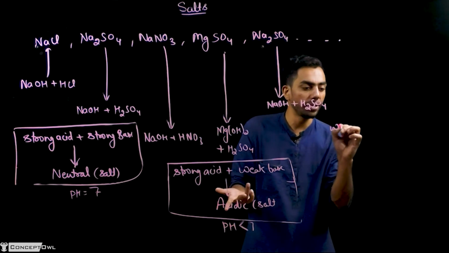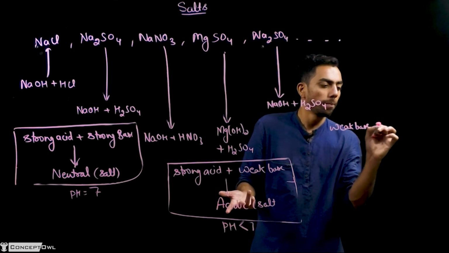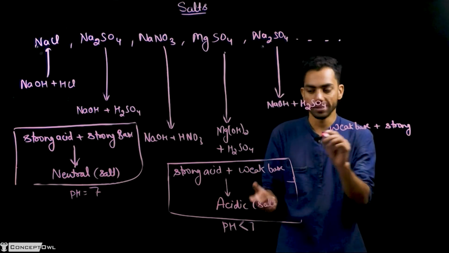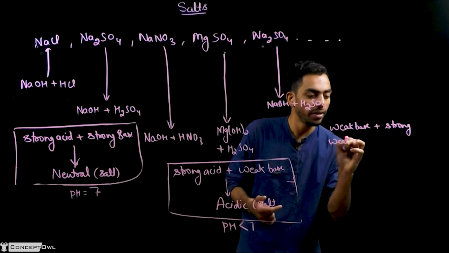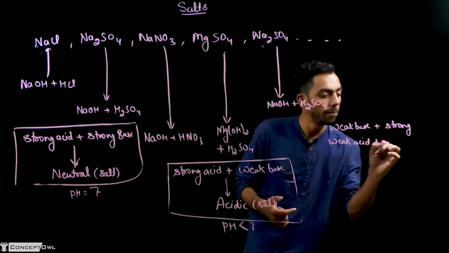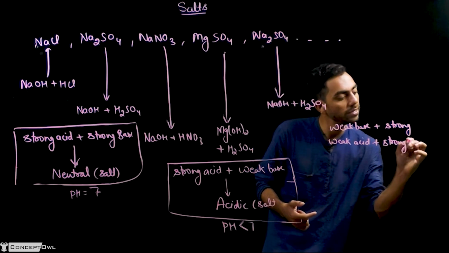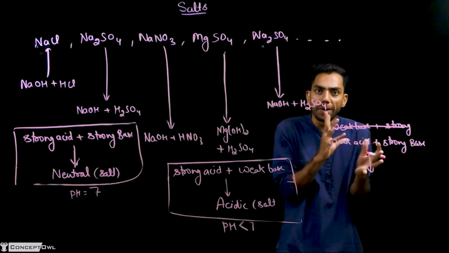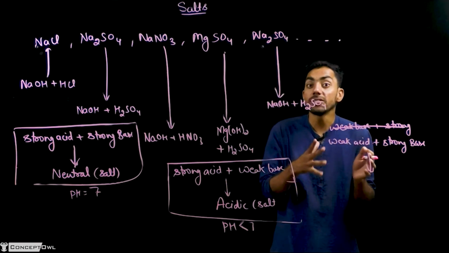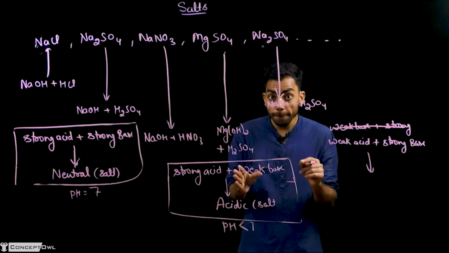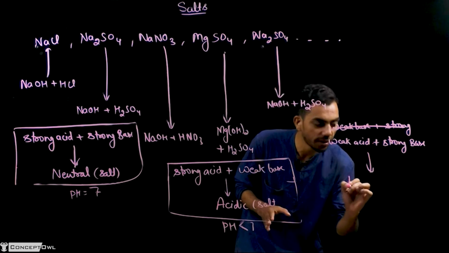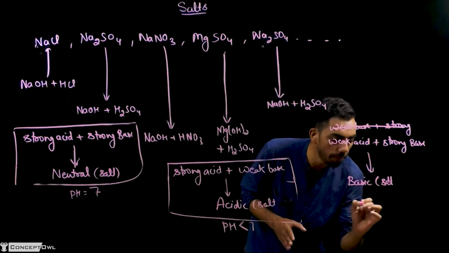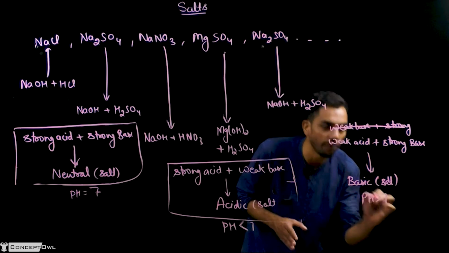Now there is a possibility we are using weak acid plus strong base. In this case, this acid will not be able to neutralize the base completely. So our salt should be basic. In this case, pH will be greater than 7.